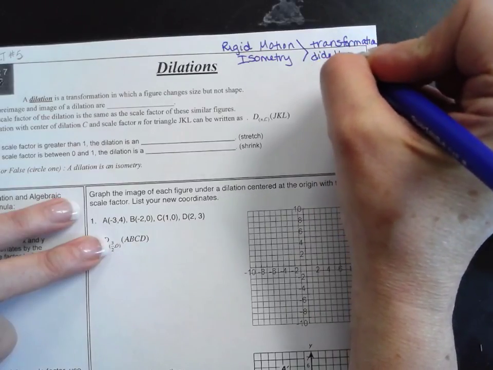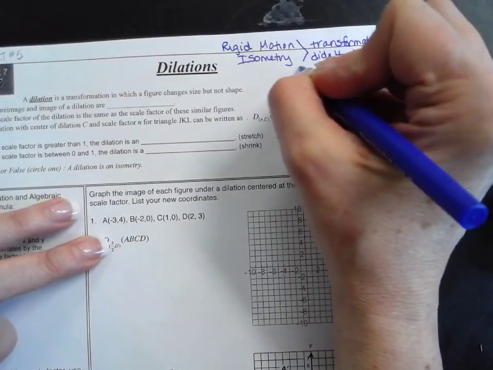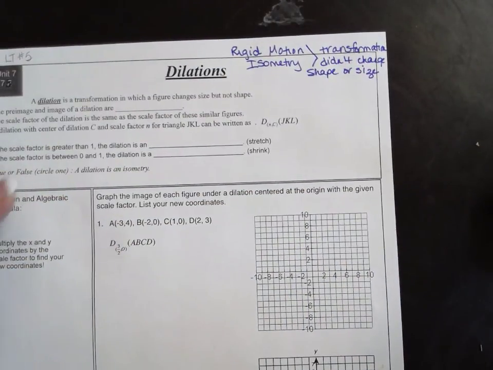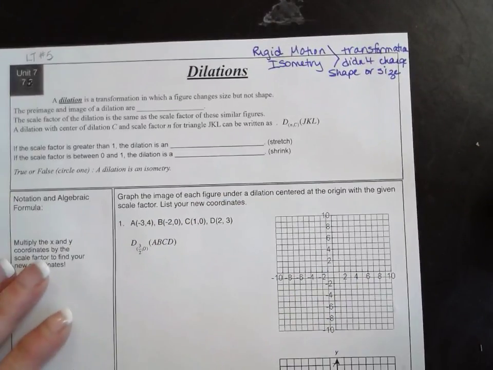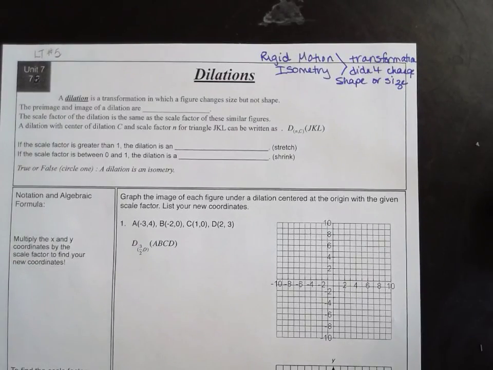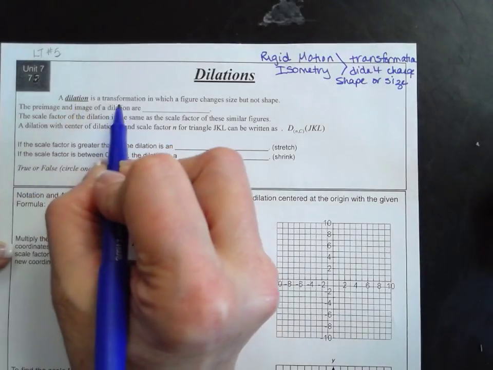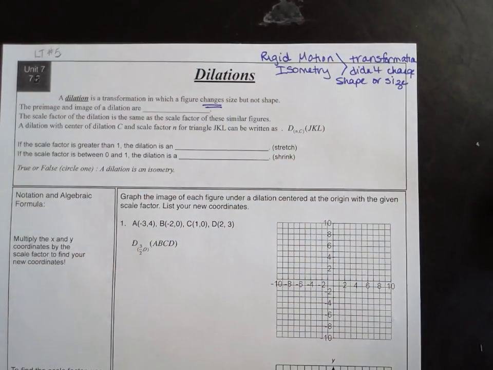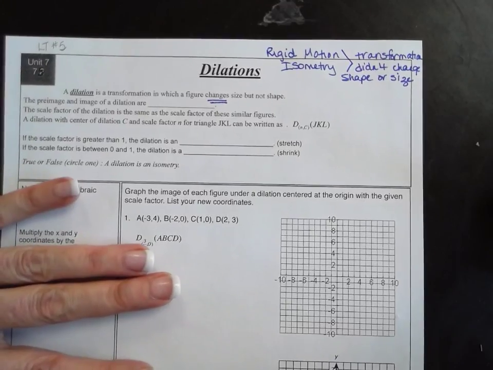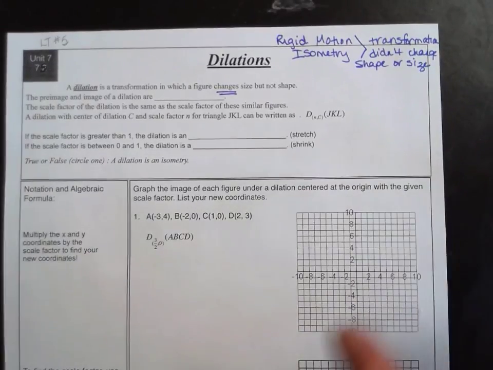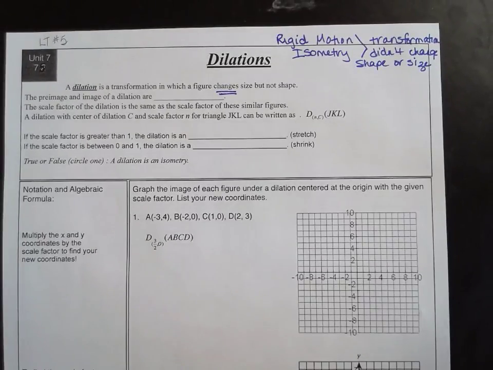Perfect. So that was a transformation that didn't change shape or size. Okay? All right, so a dilation is a transformation in which the figure changes size but not shape. So does that mean it is a rigid motion? No. Is it an isometry? No, because they basically mean the same thing, right?